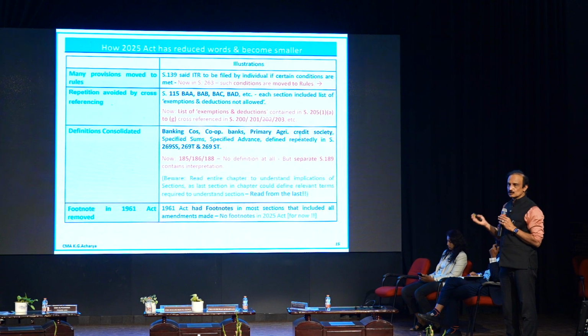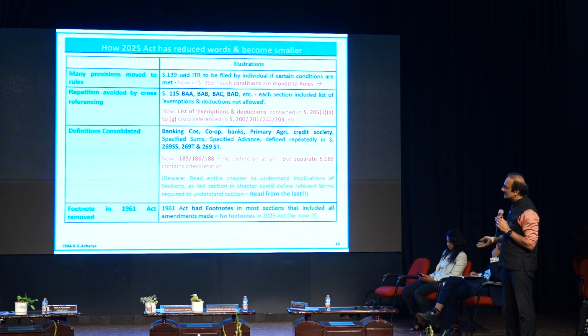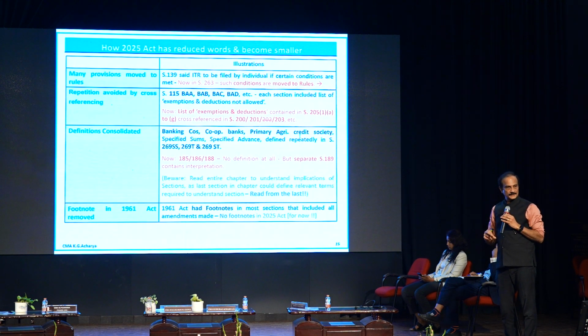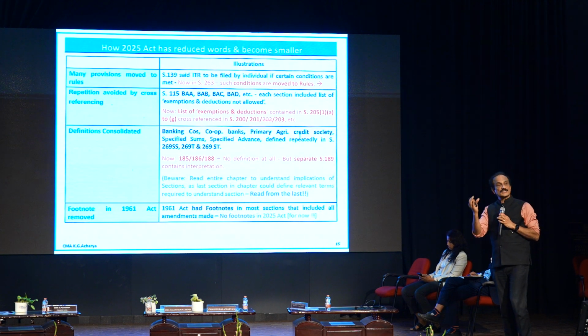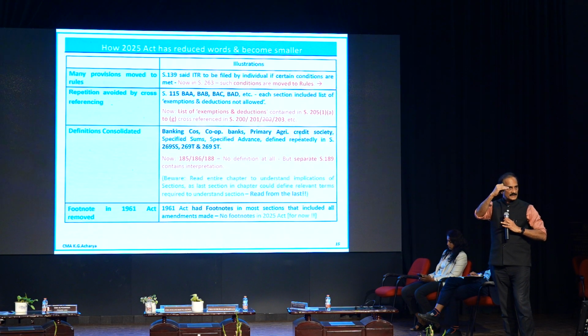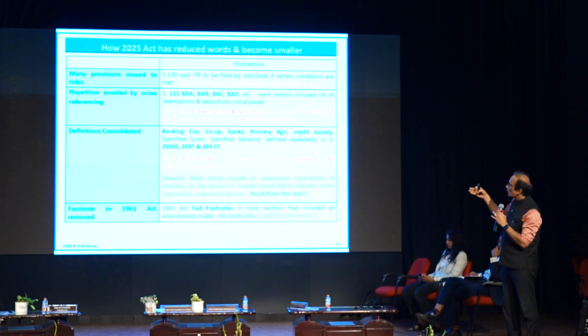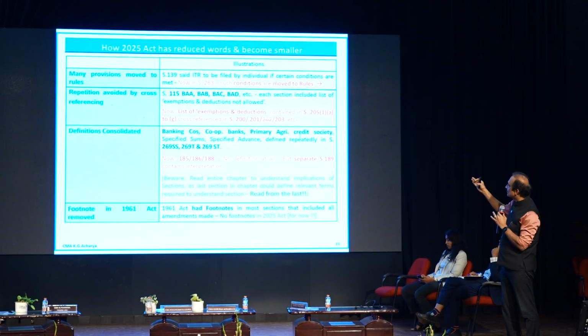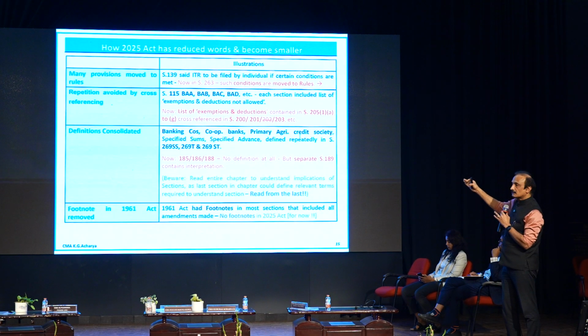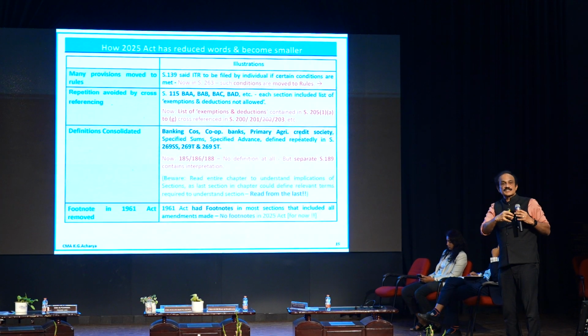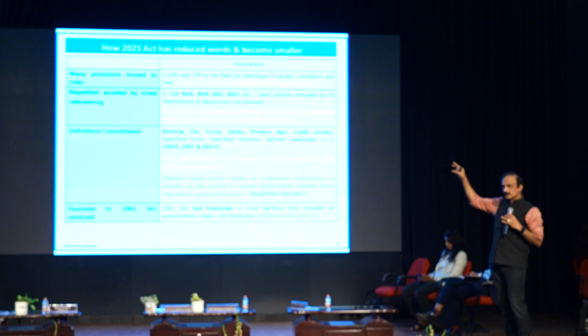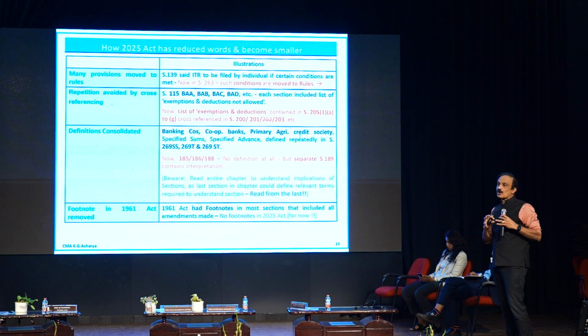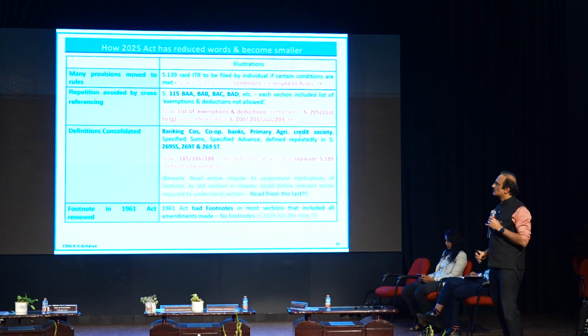Many provisions moved to rules. What was earlier in the Act has been moved to the rules. Repetition avoided by cross-referencing. So many things were referred in every section. For example, 115BAA, BAB, which deals with the new regime for companies, told more or less similar conditions in 115BAA and BAB. Under the new Act, it is all moved to sections 200, 201 and 203. 115BAA, BAB is 200, 201. The conditions are told in 205. So they said you refer to that section for the conditions. So certain common conditions have been moved to a different section altogether.